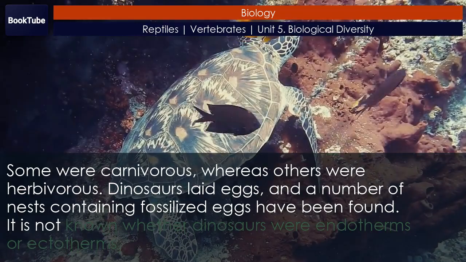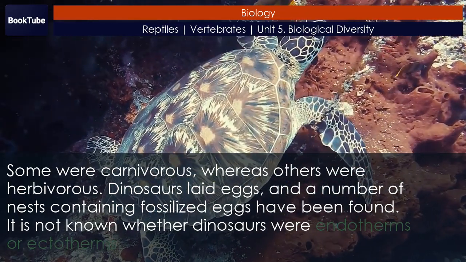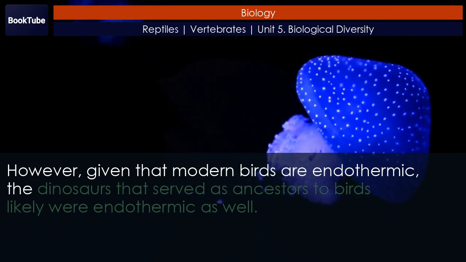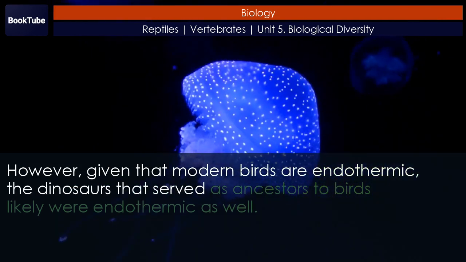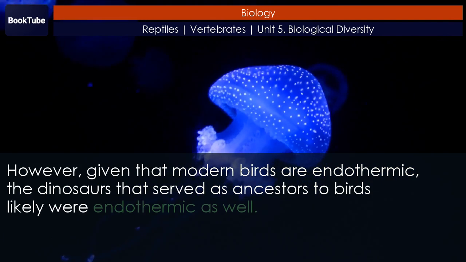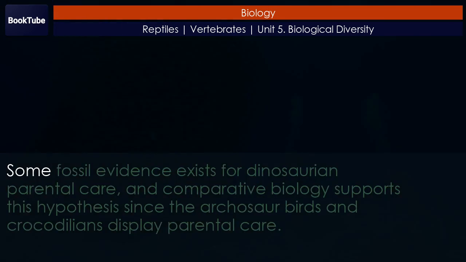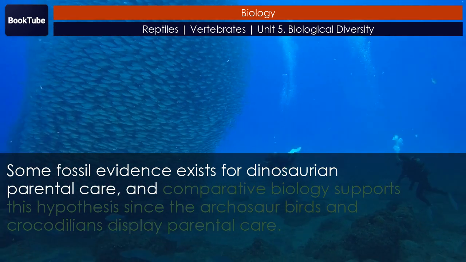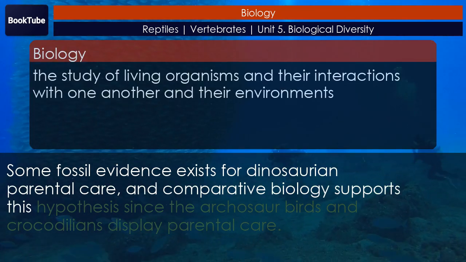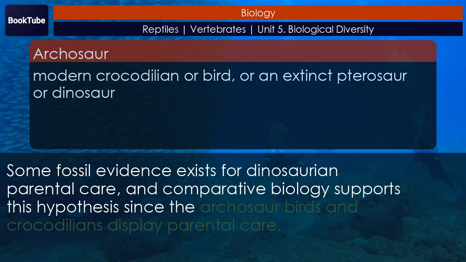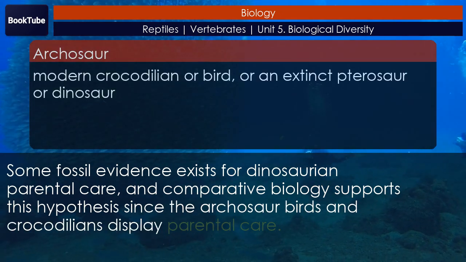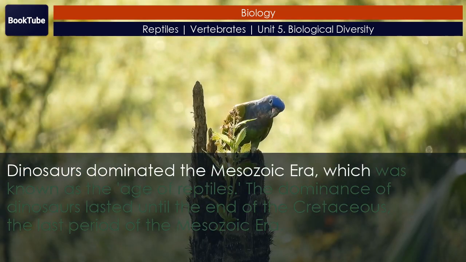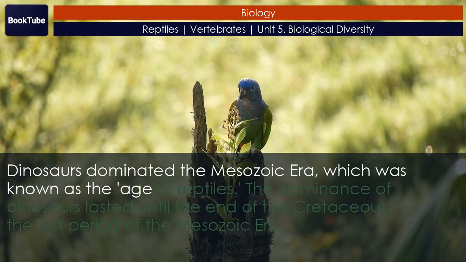It is not known whether dinosaurs were endotherms or ectotherms. However, given that modern birds are endothermic, the dinosaurs that served as ancestors to birds likely were endothermic as well. Some fossil evidence exists for dinosaurian parental care, and comparative biology supports this hypothesis since the archosaur birds and crocodilians display parental care. Dinosaurs dominated the Mesozoic era, which was known as the Age of Reptiles.